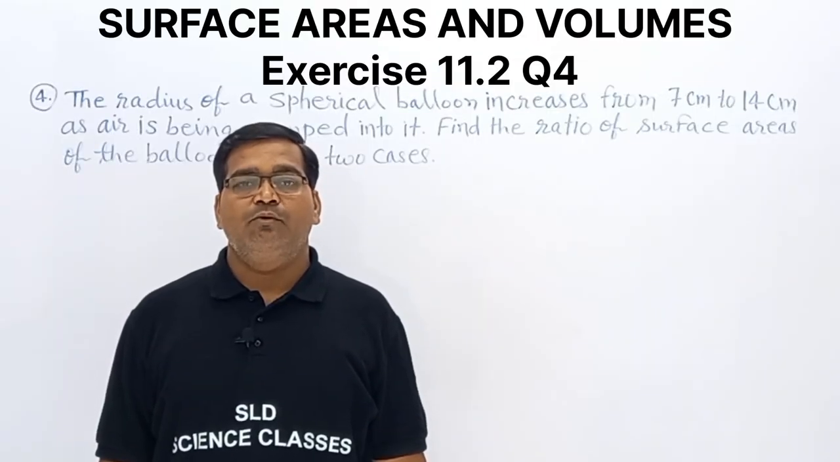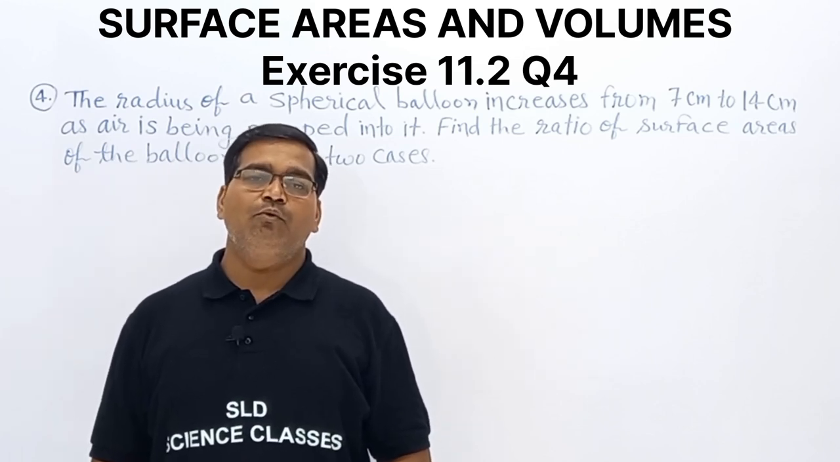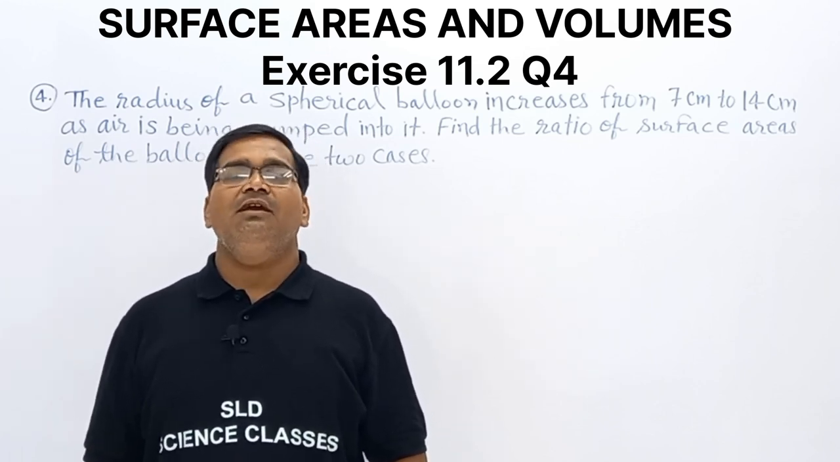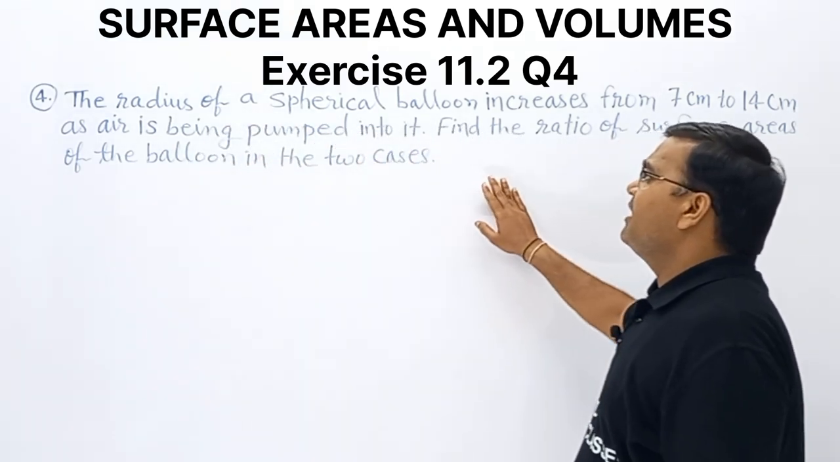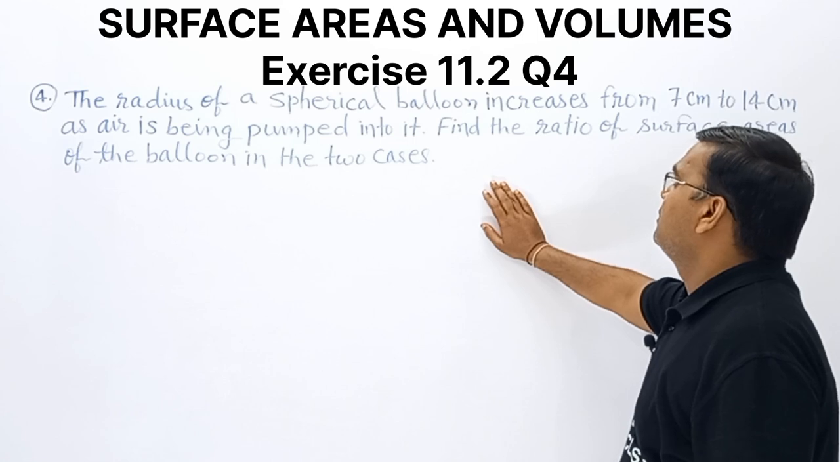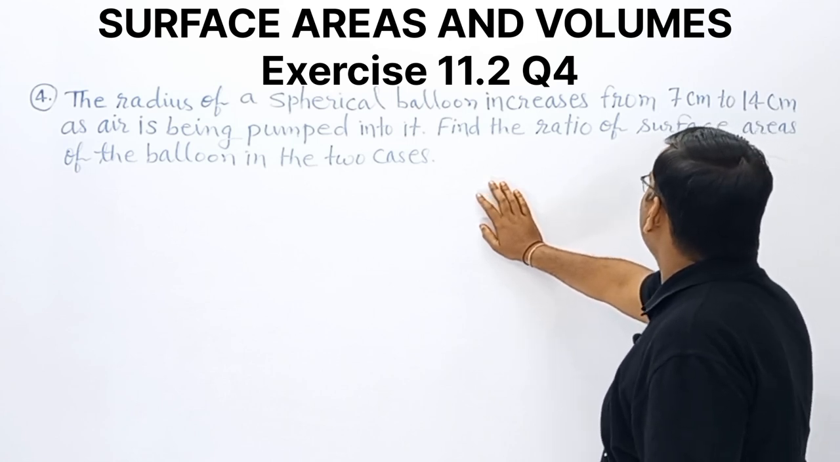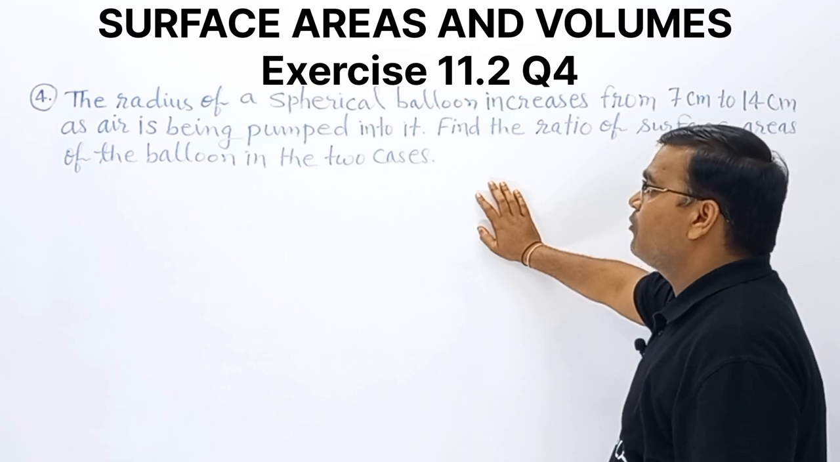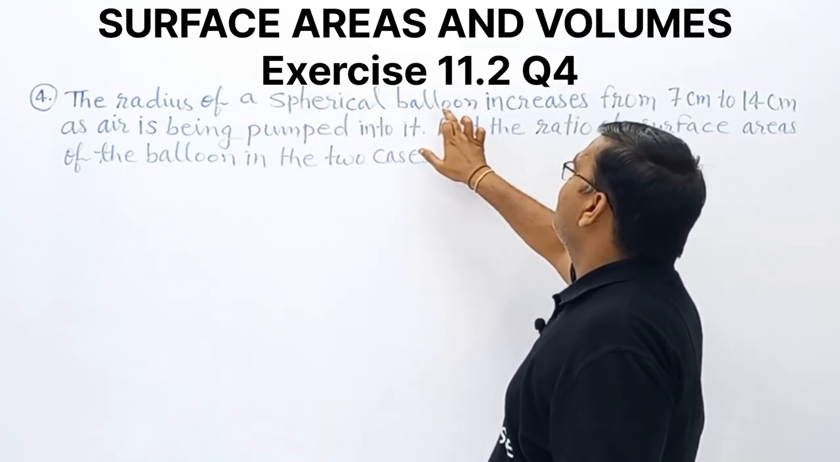Today we are going to discuss question number 4, exercise 11.2, surface area and volume. What about this question? The radius of a spherical balloon increases from 7 centimeter to 14 centimeter.